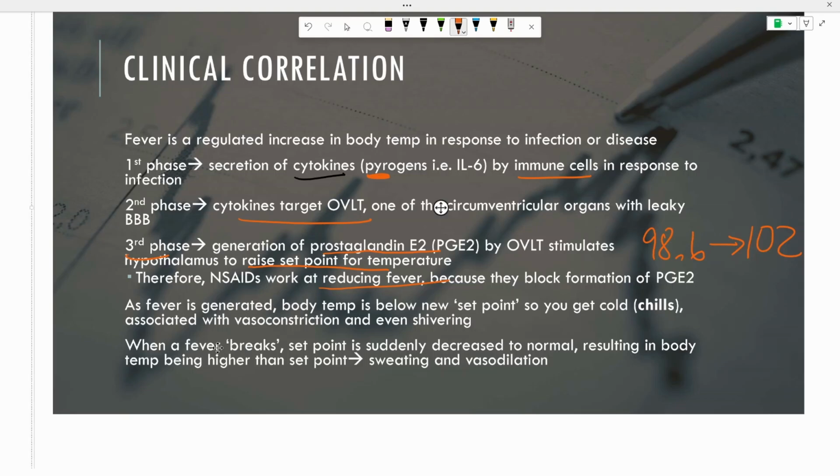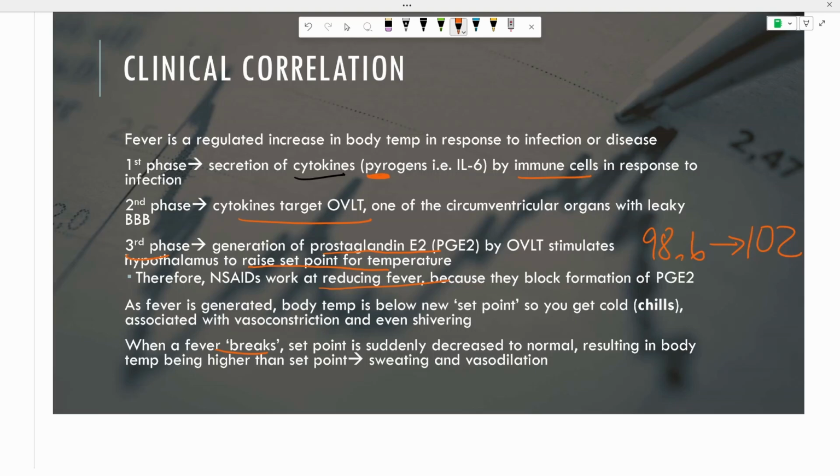When the fever breaks, because there are no more cytokines, that set point goes back down to 98.6, but you've been having a fever, and your body temp is now 101. So now our core temp is higher than what we want. So what does our body do to cool off? Sweat. And that's why when you break a fever, you wake up in a pool of water, because your body sweats to cool yourself off back to the new set point. And that's how fevers work.